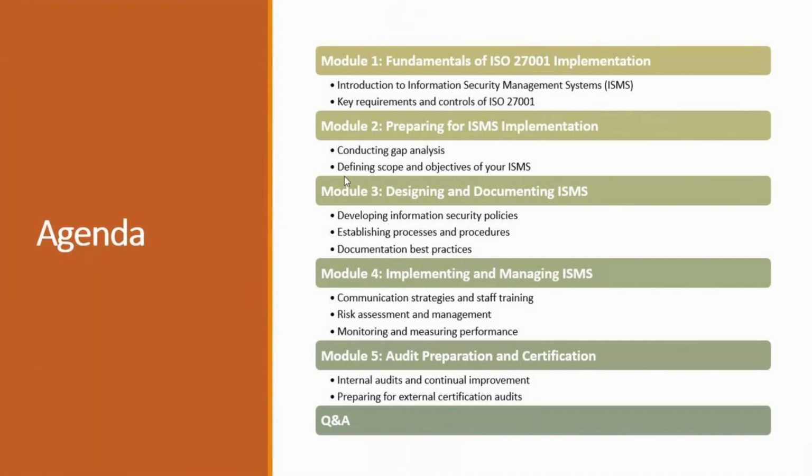Once the scope has been defined, the designing and documentation part will come into the picture. Develop the strategy for writing a policy, establish the processes and procedures, and then go with the documentation. Once we are ready with that, start implementing the controls. For that, what do we require? We require strategies, we require a team. Along with that, we need to train the people regarding the process and the controls.